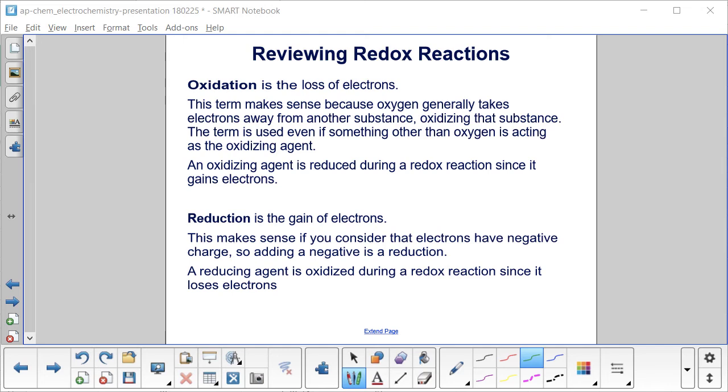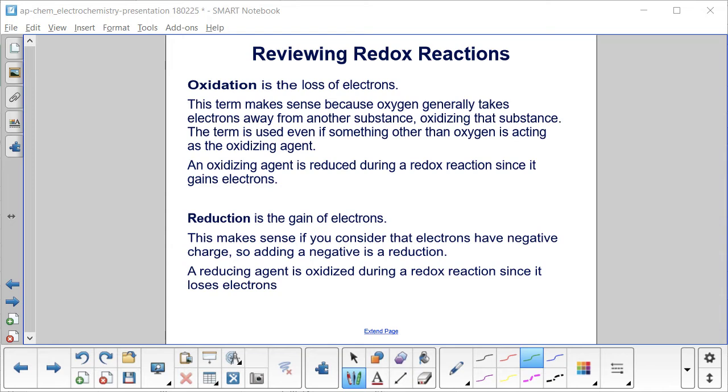Let's continue now to review redox reactions. Oxidation is the loss of electrons. This term makes sense because oxygen generally takes electrons away from another substance, oxidizing that substance. The term is used even if something other than oxygen is acting as the oxidizing agent.